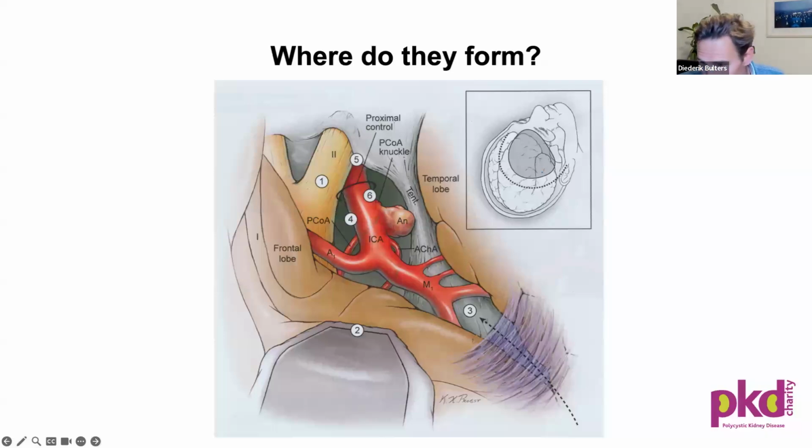So I'm having to use my arrow to move the slides for some reason. There we go.